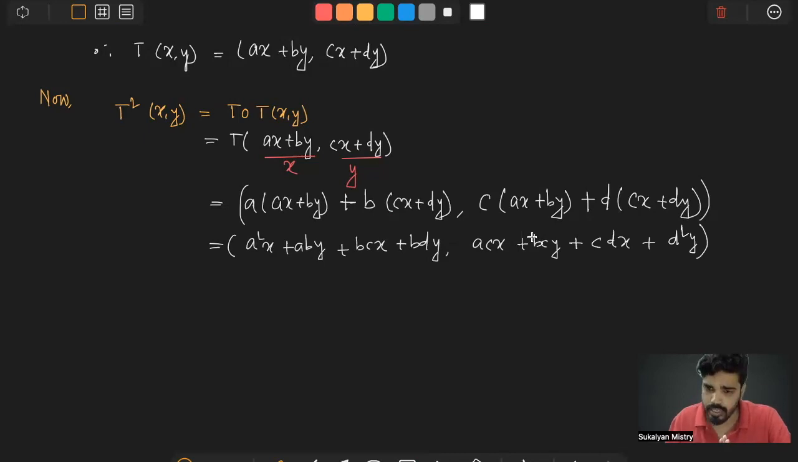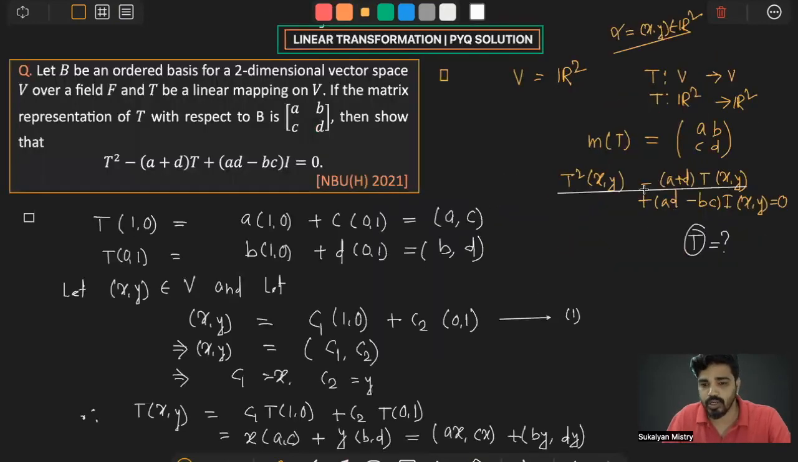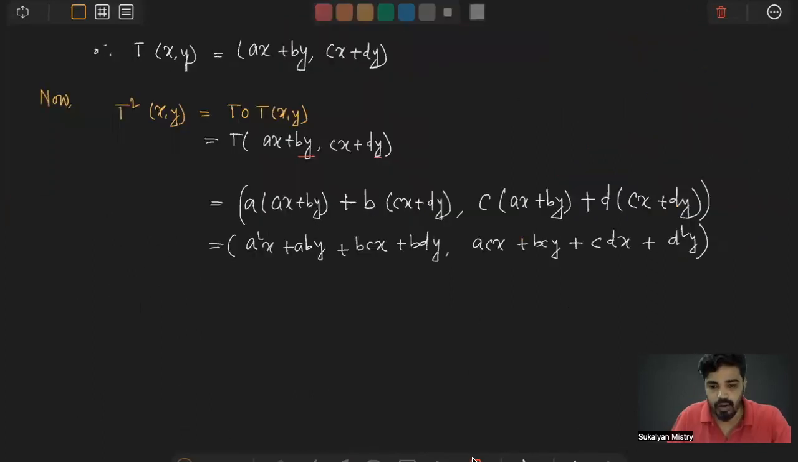Okay. So now I think up to this it is clear. What we have to show is T squared minus (a plus d) into T, plus (ad minus bc) into I, equals zero. So first, (a plus d) into T(x, y).